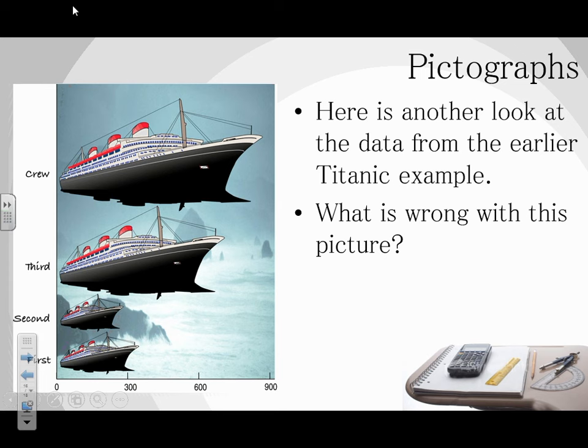5, 6, 7 times bigger, right? Well, if we go back to the actual data, the difference between crew and second class, crew was maybe 3 times bigger. But the fact that they're switching the width as well as the length of the bar misrepresents the size of the different classes. Okay? So you always want to be aware that pictographs almost always are bad graphs, because they're going to misrepresent the length of a specific category.